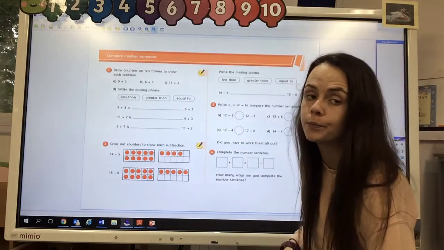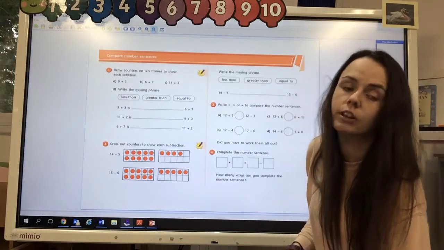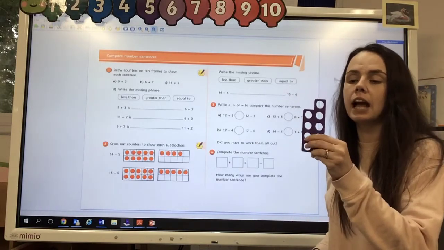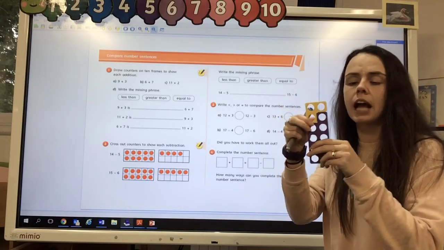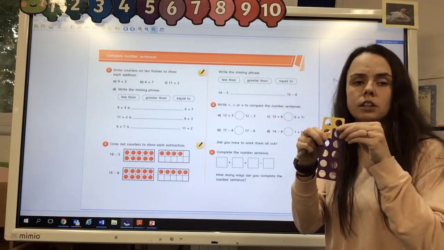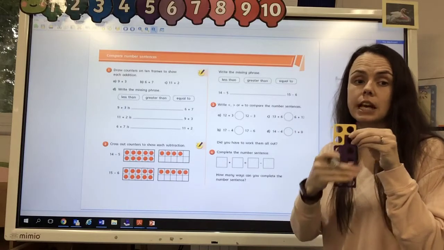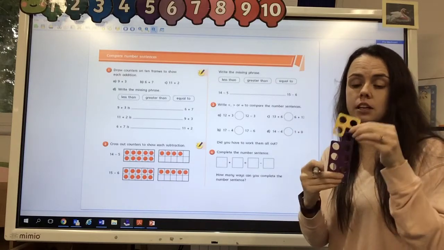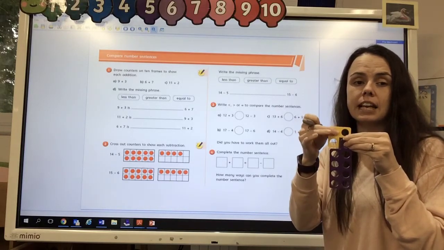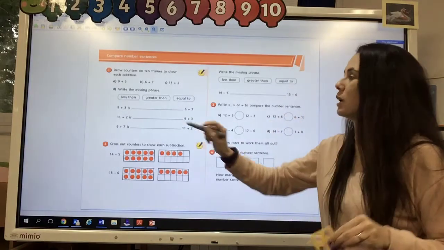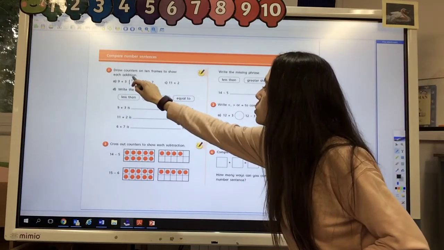So 9 add 3. So a 9 piece, add on a 3 piece. How much have we got? So we don't need to count this because we know it's 9. 9, 10, 11, 12. Well done. We've got 12.